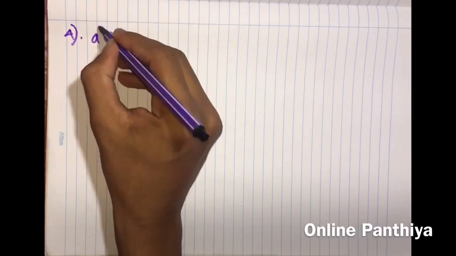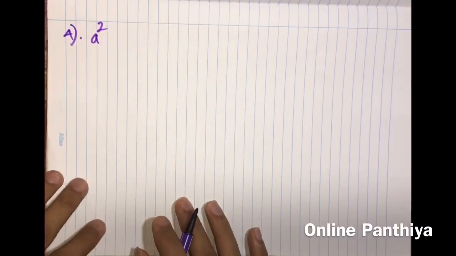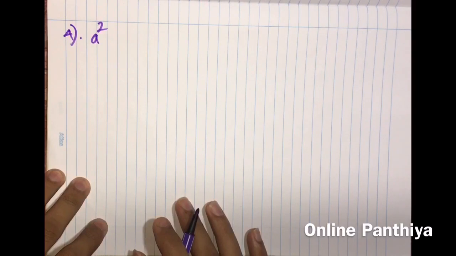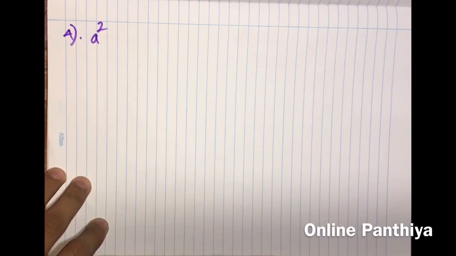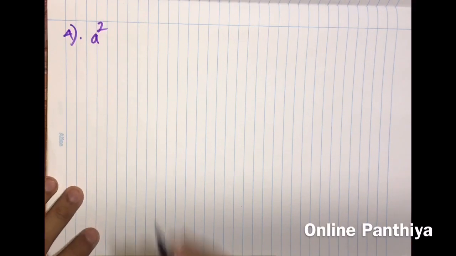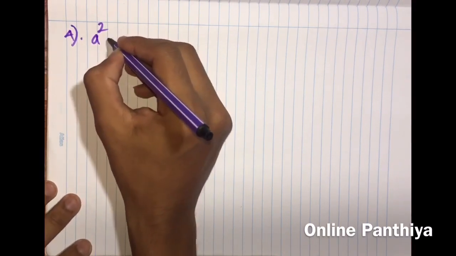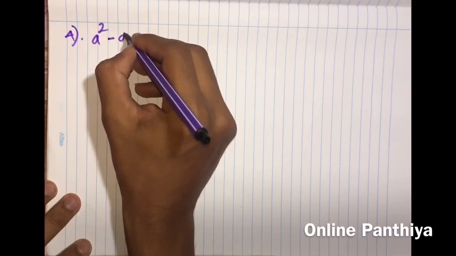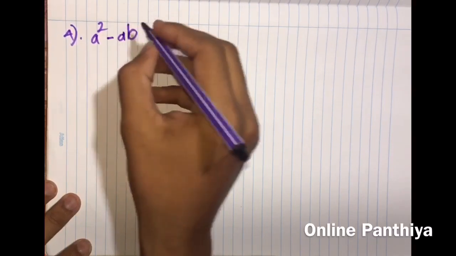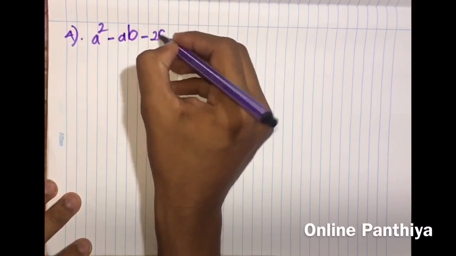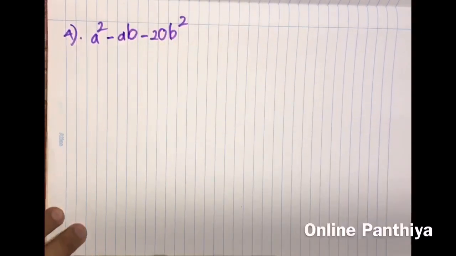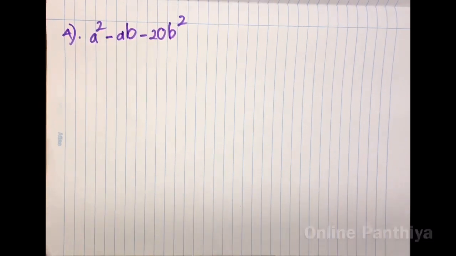Let us take a squared. A squared. It is. I hope it is. Okay. AB minus AB minus 20b squared. Okay, is that the question? Yes. Now how do you solve? And ways of solving. Okay, how do you solve this?